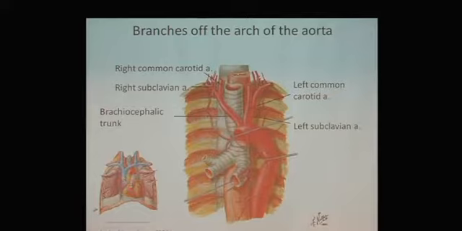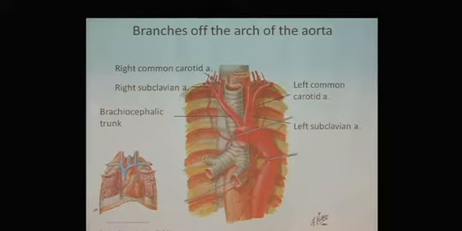So from the arch of the aorta are three big branches. The first one here, this is the first branch, is the brachiocephalic trunk. As its name implies, it's going to provide oxygen to the arm and to the head. So brachium meaning arm and cephalic meaning head.